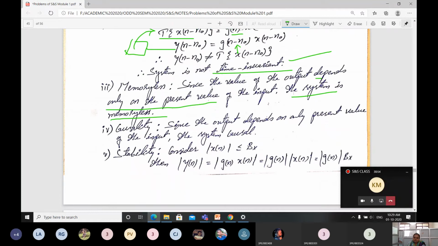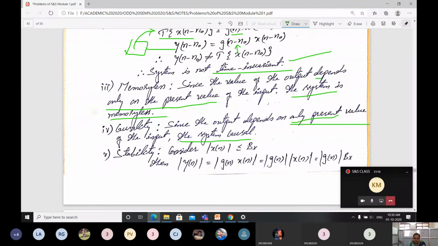What about causality? It depends on the present value only, so I can tell that the system is causal. Here I wrote, since the output depends only on the present value of the input, therefore the system is causal.